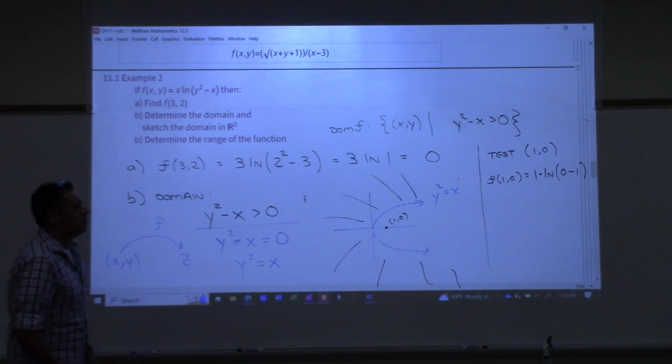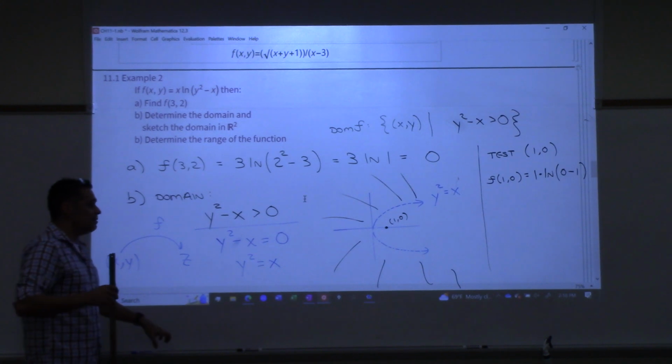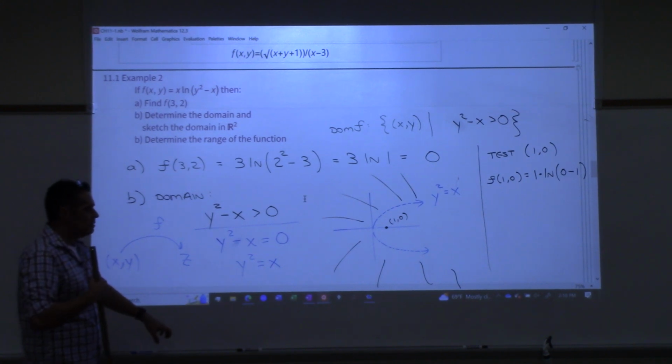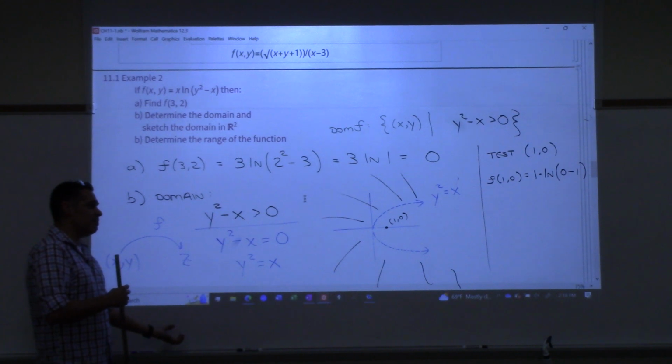Well, actually, the function is the thing that does the operation, right? The function is the thing that takes something in and spits something out. The domain of that function is the things you're allowed to plug in. The outputs are not the same as the function. The function is the operator. It's doing the operation. The output is the numerical value that comes out.